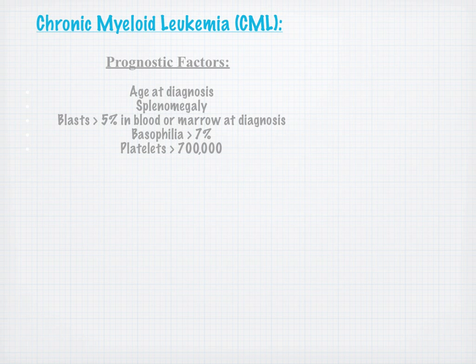Age at diagnosis, splenomegaly, blasts greater than 5% in blood or marrow at the time of diagnosis, basophilia greater than 7%, and platelets greater than 700,000. Those are going to be prognostic factors.